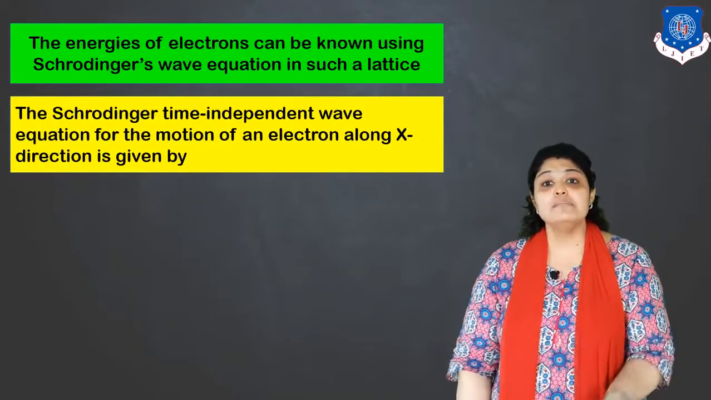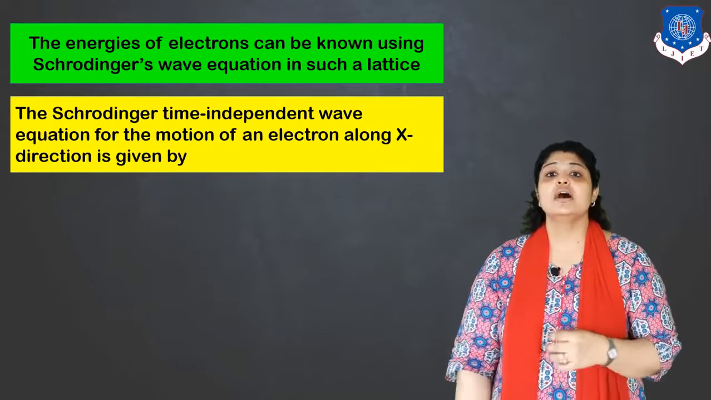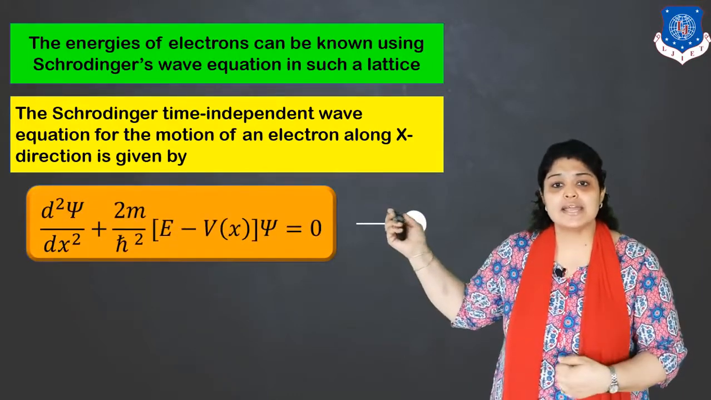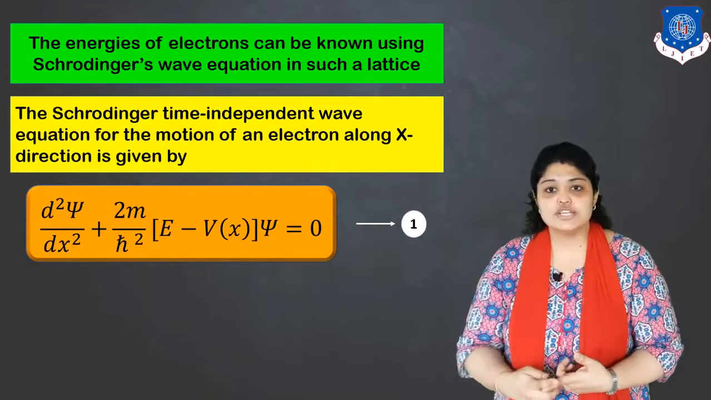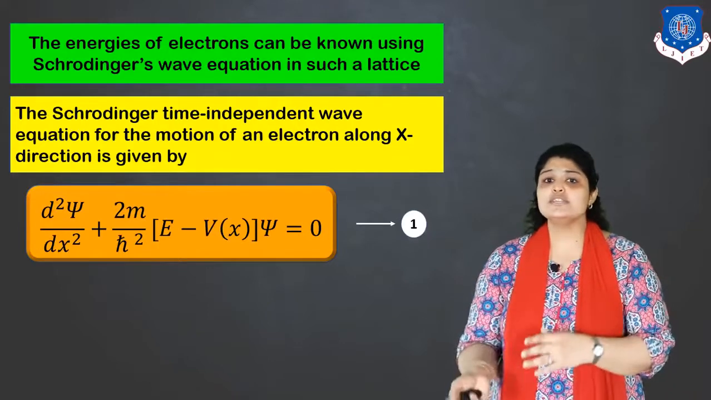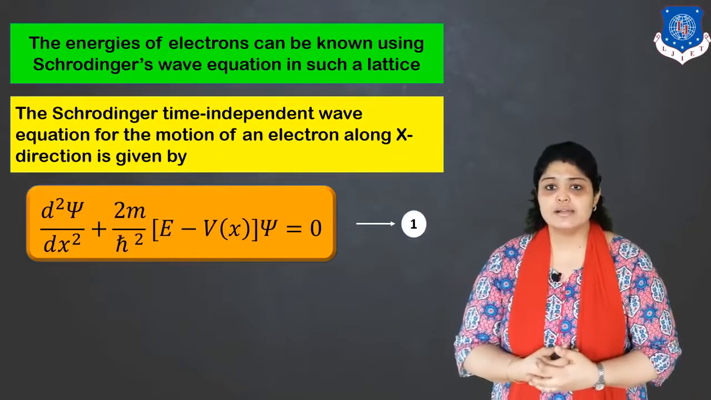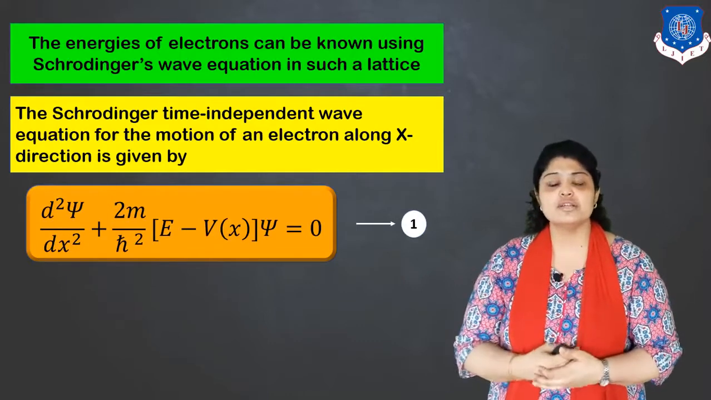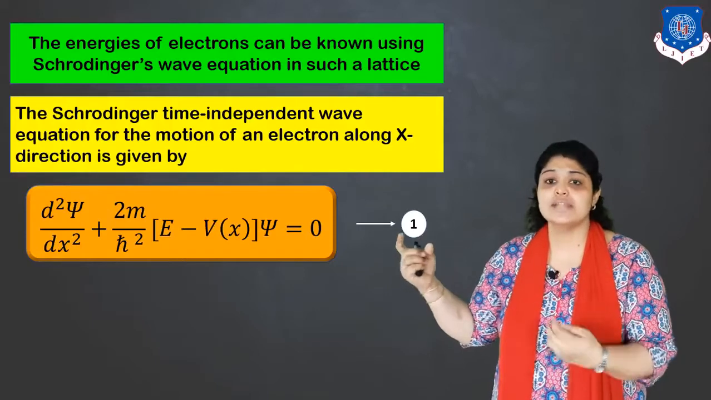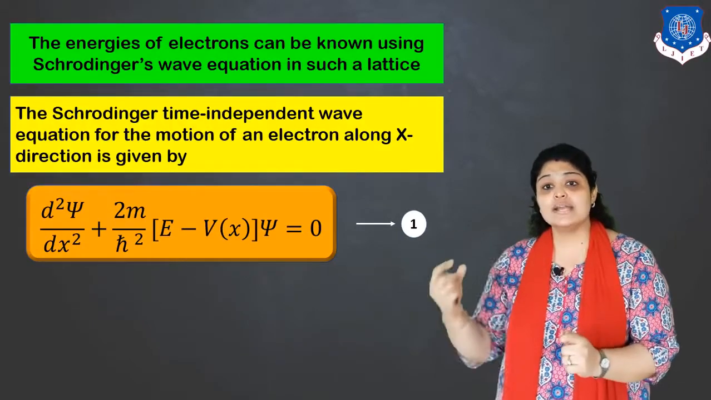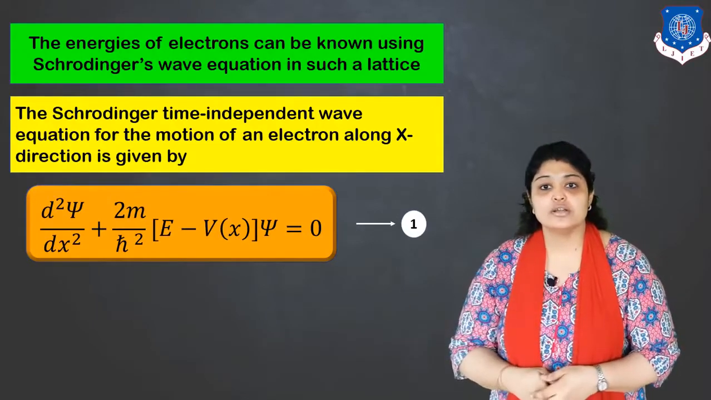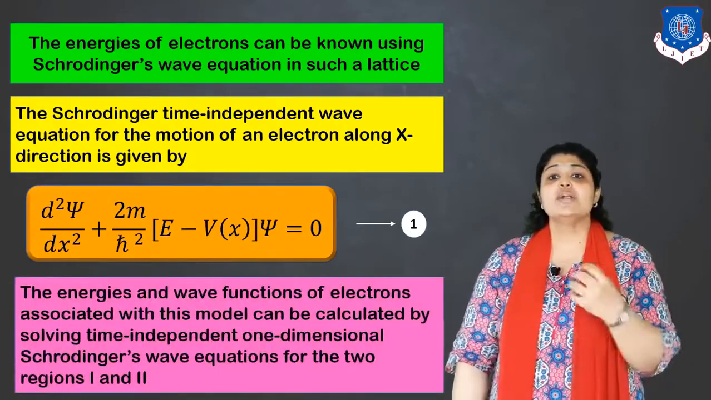The Schrodinger time-independent wave equation along the x-axis can be given by the equation d square psi by dx square plus 2m upon h cut square (E minus V(x)) psi is equal to 0. This is the equation which we had discussed in the previous video as well. Here E is the energy of the electron and V(x) denotes the potential. In our case, we have two potentials that we have considered. V(x) in one case we have considered 0, and V(x) in the other case we have considered as V0. So owing to this equation, what exactly happens?